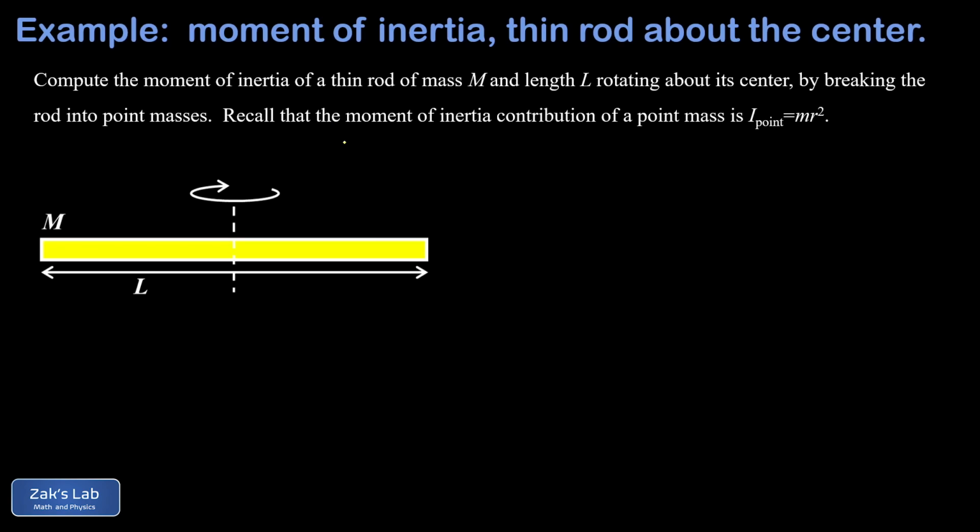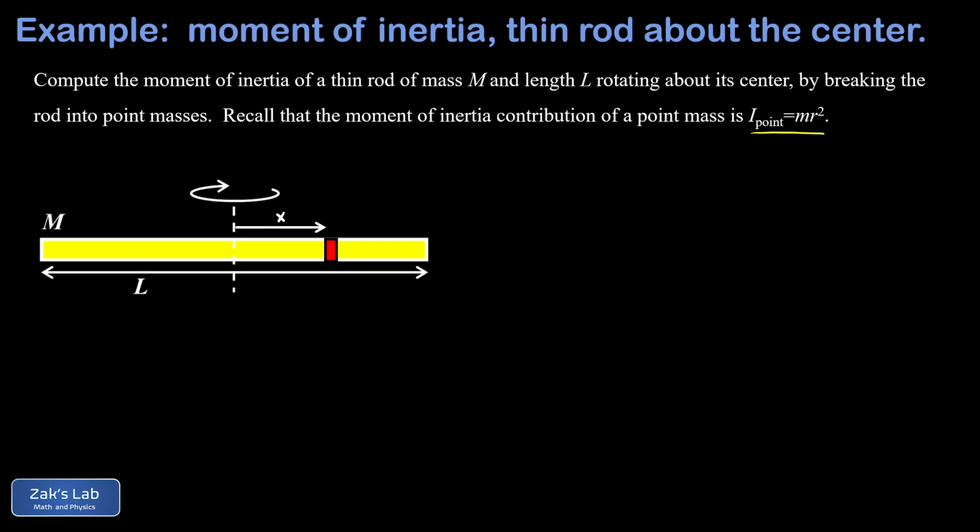We're asked to chop the rod into point masses, and we're reminded that the moment of inertia of a point mass is given by little m r squared, where little m is the mass of the point mass, and r is the distance from the rotation axis. So the first thing we need to do is get a picture of a little point mass contribution into the diagram. So there's a tiny point mass increment of this thin rod, and we're going to call the location of that x. That's a variable location.